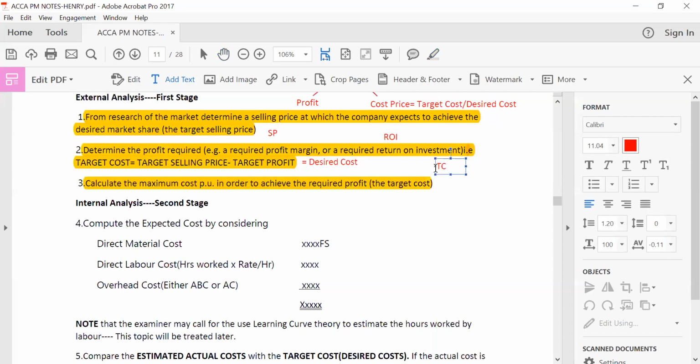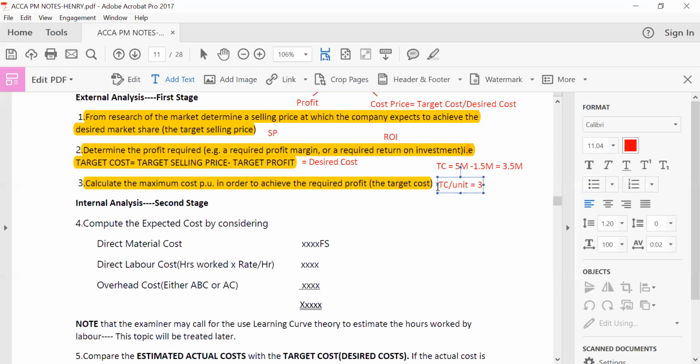we can say the target cost, let me just make it TC. If the target selling price was 5 million, and the target profit was 1.5 million, at the end of the day, we get a target cost of 3.5 million. But this 3.5 million, a huge value, the examiner can ask you to calculate the target cost per unit, TC per unit. So if we are asked to calculate the target cost per unit, the word per means divided. So target cost per unit means target cost divided by the number of units.